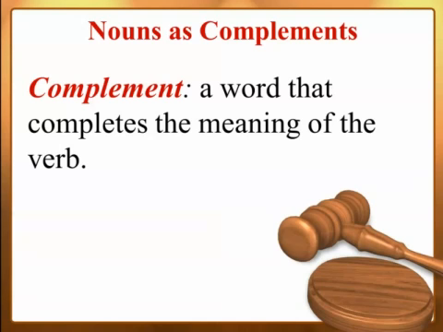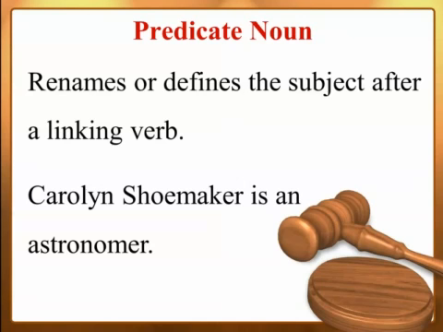Nouns can also be complements. A complement is a word that completes the meaning of the verb. The first type of complement is called a predicate noun. You may also hear it referred to as a predicate nominative. Predicate nouns rename or define the subject after a linking verb.